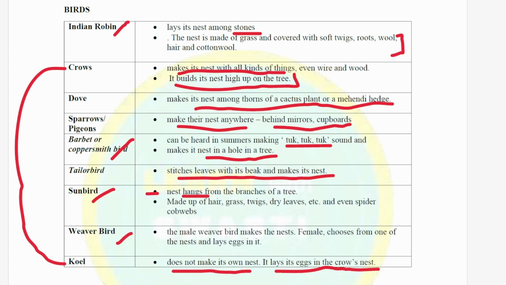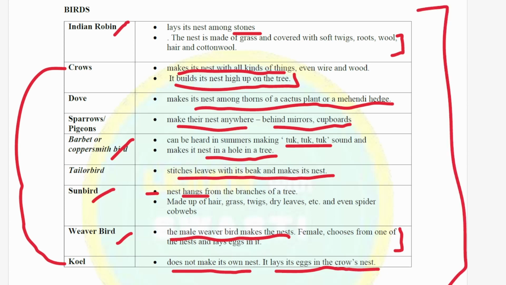The weaver bird is mentioned, where the male weaver bird makes the nest. The female will choose from one of the nests and will lay an egg in it. So the male makes many nests and then invites the female to choose the best nest and lay its egg in it. So if you can remember this, you should be able to crack the entire CTET questions asked from birds.